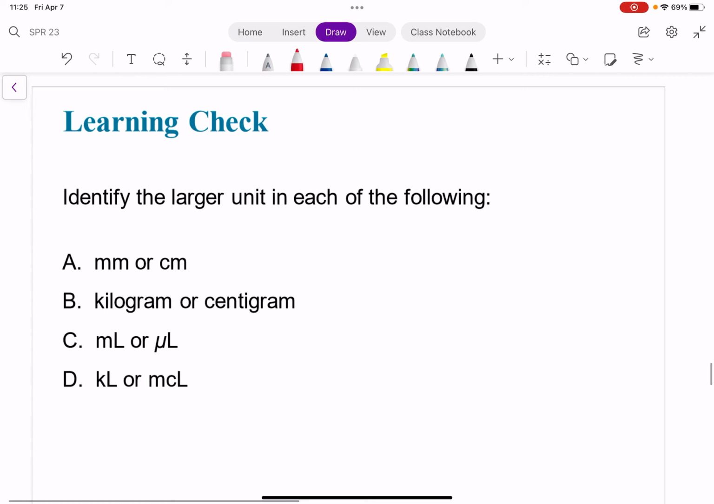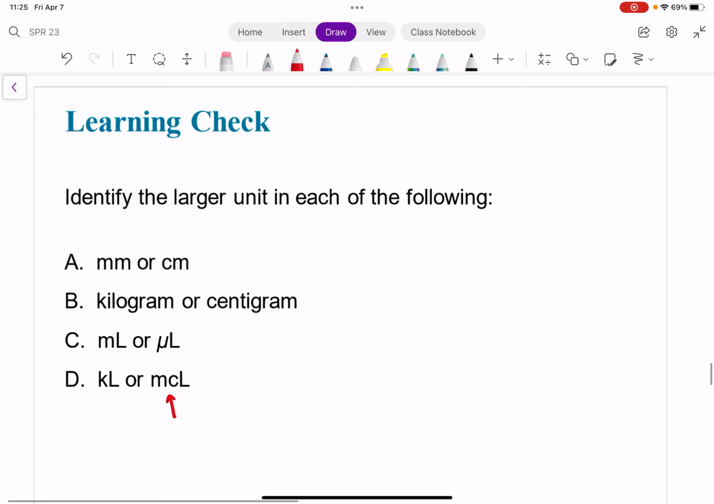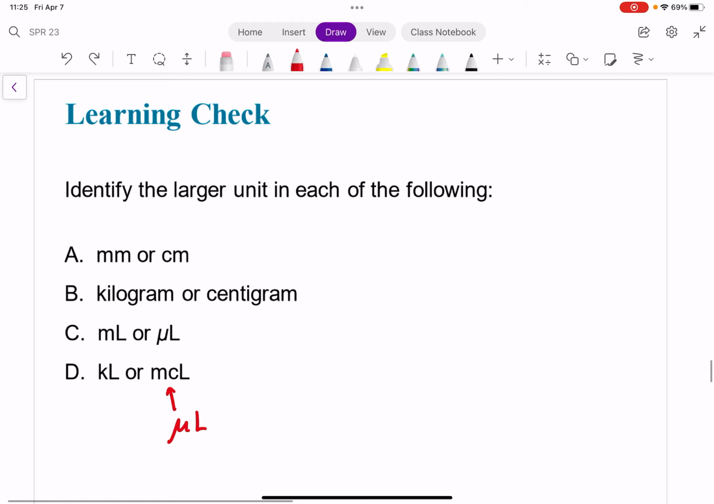Okay, let's try this last learning check. And this is the same thing. MC is the same thing as mu. So these are microliters. This is just how they symbolize micro in medicine. So if you're going into medicine, you might see that more often.